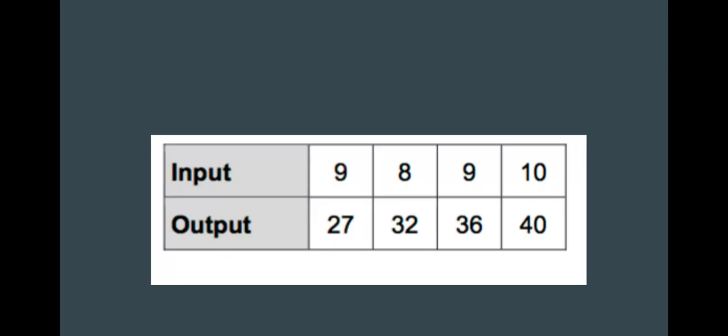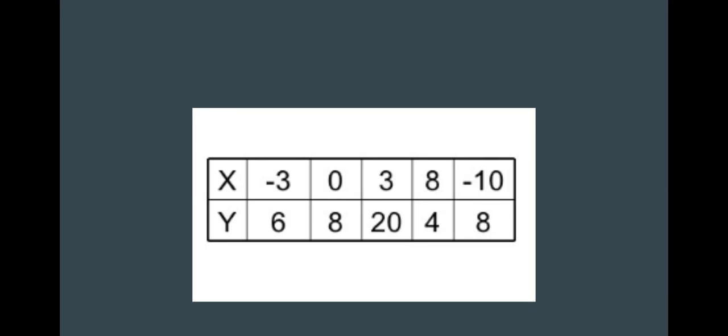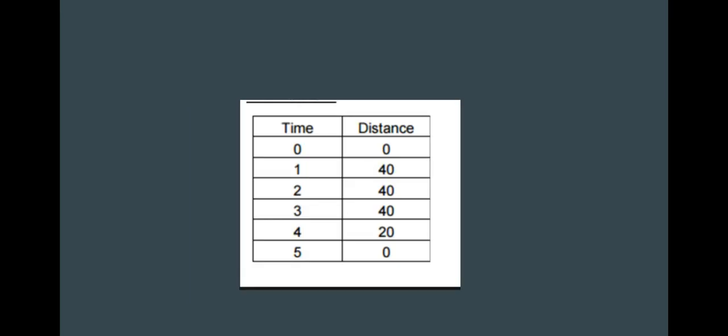Another representation of functions would be the table. And the table is pretty easy because you just have to look at your inputs or your x values to see if they repeat. And so you'll notice here, 9 repeats. This is not a function. And this one, look at x's again, go across. Nothing repeats. We have -3 and +3, but that's different numbers. So this would be an example of a function.